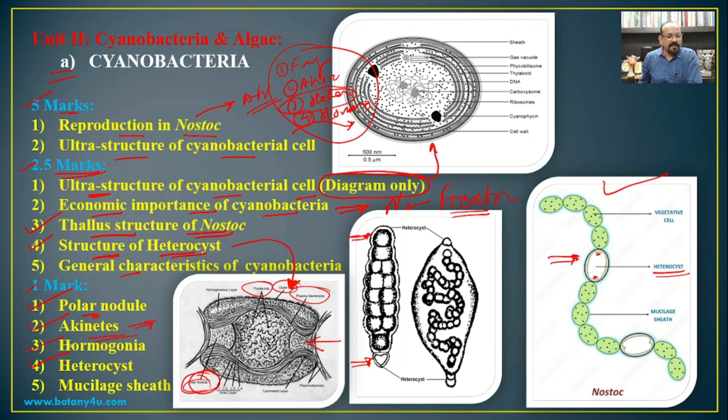Then heterocysts are the special type of cells. Already we have seen that they are the empty-looking cells which are involved in the process of nitrogen fixation. Then the mucilaginous sheath: the colony is encircled by the mucilaginous sheath, as well as each individual filament of the Nostoc is encircled by the mucilaginous sheath. So such different questions for 1 mark from the cyanobacteria or the Nostoc are asked in the university examinations.